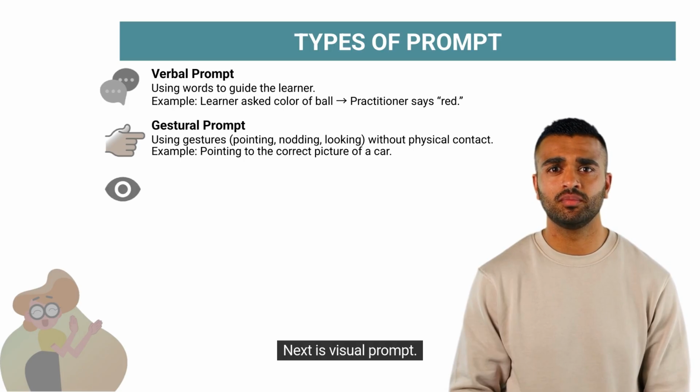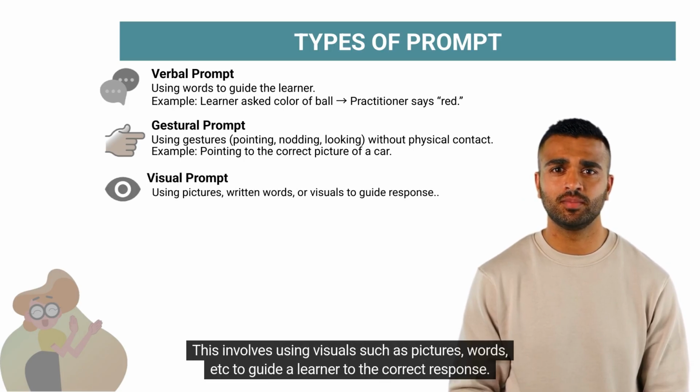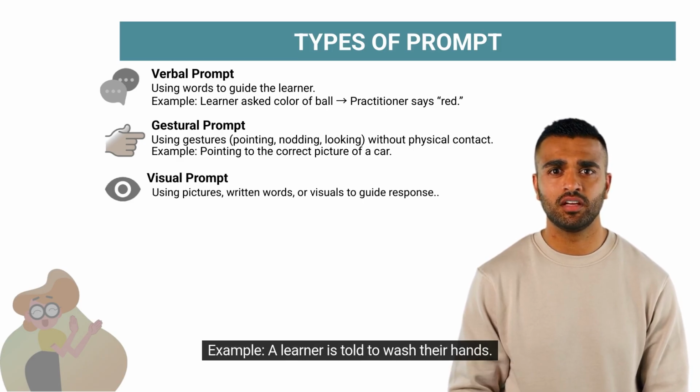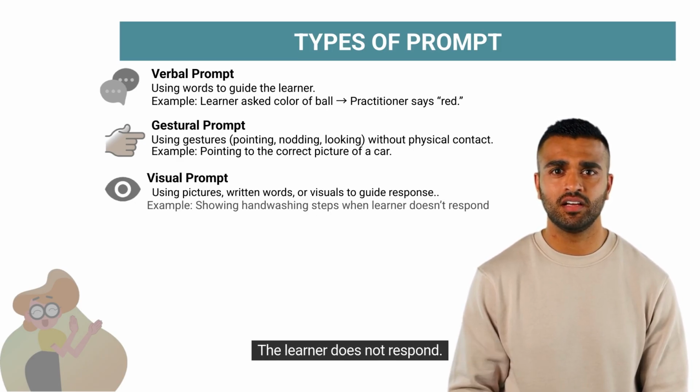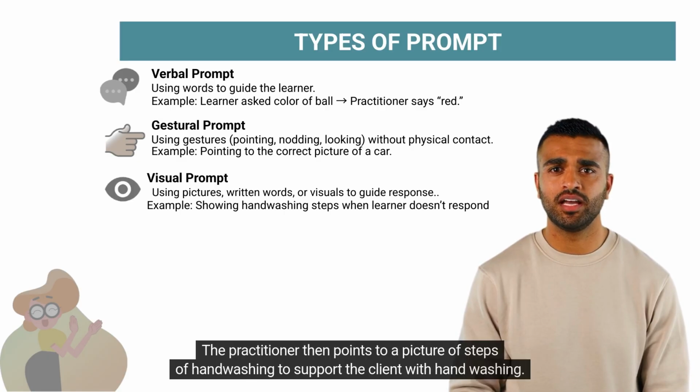Next is visual prompt. This involves using visuals such as pictures, words, etc. to guide a learner to the correct response. Example, a learner is told to wash their hands. The learner does not respond. The practitioner then points to a picture of steps of hand washing to support the client with hand washing.